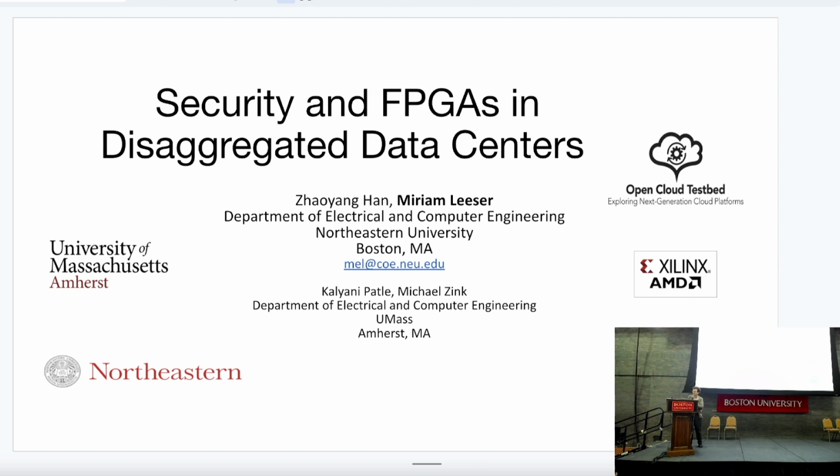So I'm interested in two themes that you've already heard about. One is, what does the future of a data center look like? And the other is, I'm an FPGA person, so I'm very much interested in accelerators and how to use them efficiently. So we've been looking at, especially in the context of the Open Cloud testbed, security and the whole notion of disaggregated data centers, and then the role that these network-attached FPGAs play in that.